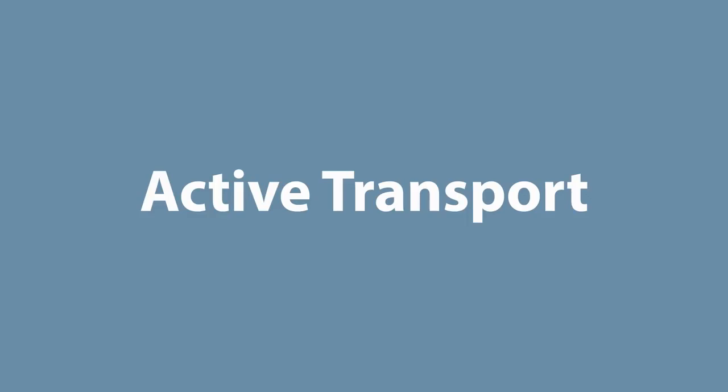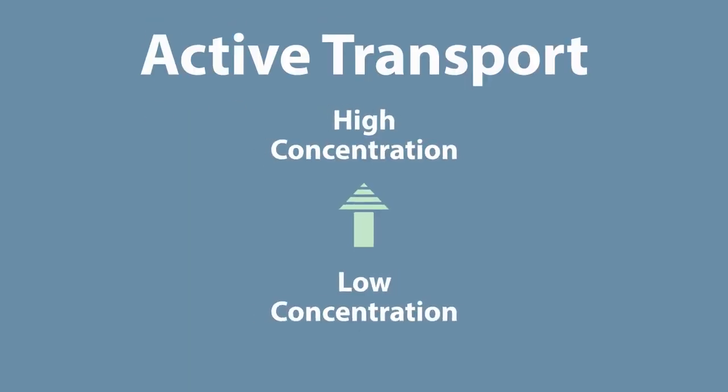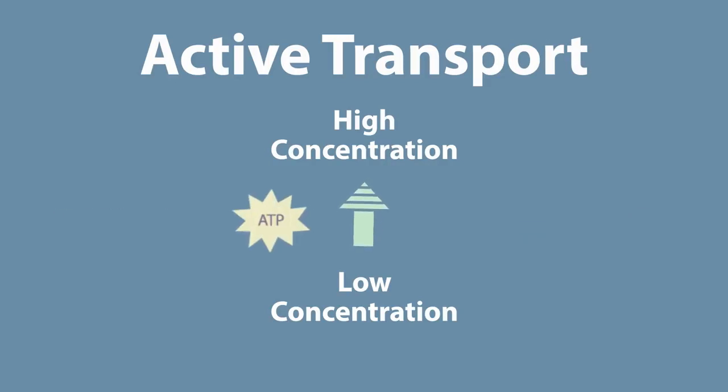Well, the clue is in the name, active. Work has to be done. Active transport moves molecules from a low concentration to a high concentration against the concentration gradient. This is the opposite of diffusion and osmosis, and because it is not the natural direction, energy is required to make it work.